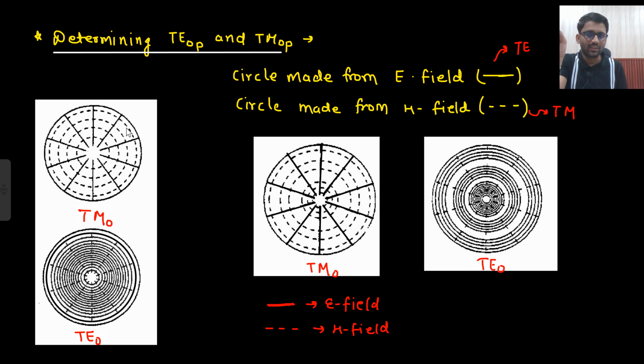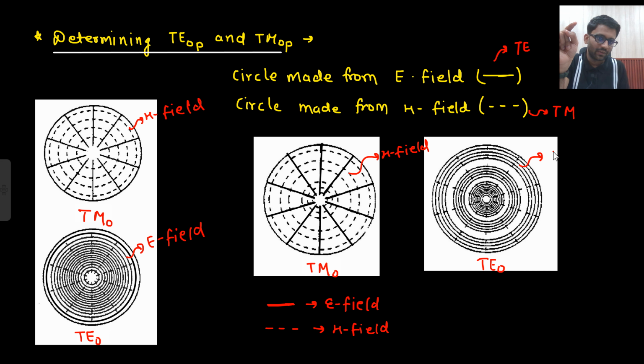So these dotted lines are your H field, and these solid lines are your E field. These are your H field, and these are your E field. So circles are made from E field, then TE0, TM0, TE0, TM0.